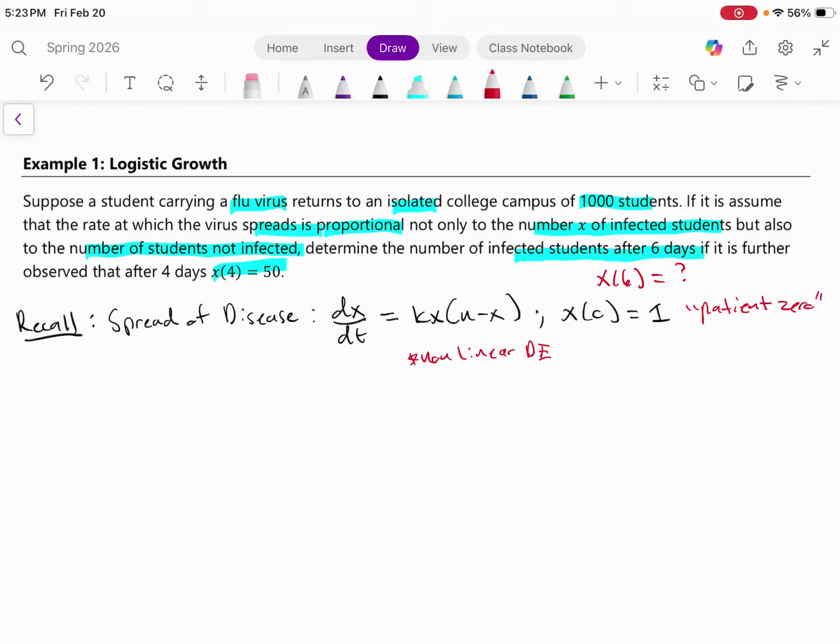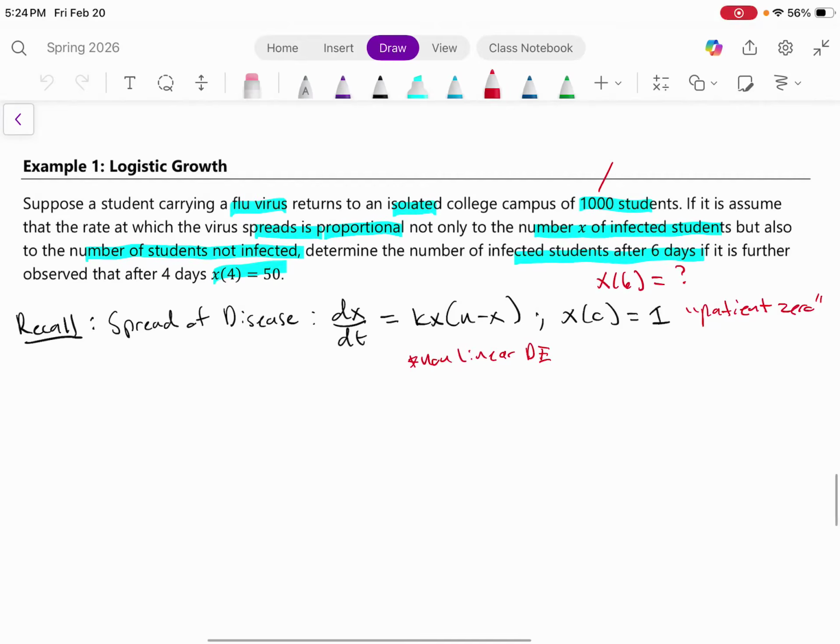Okay, so let's fill out a couple things. N represents the total number of people in the community. So we can say 1,000 is N. So we can substitute in N to be 1,000. So dx over dt equals k times x, 1,000 minus x. And let's write our initial condition still.